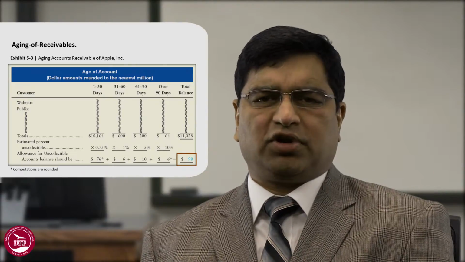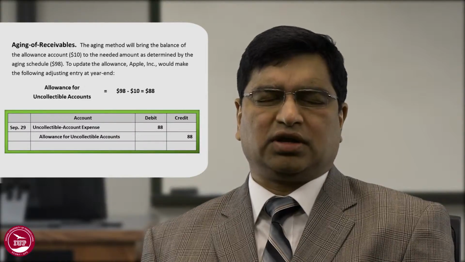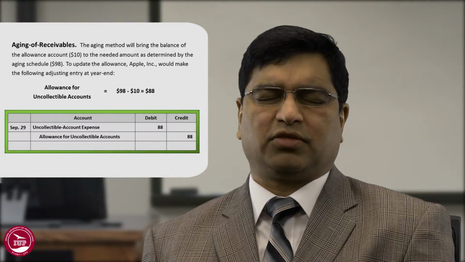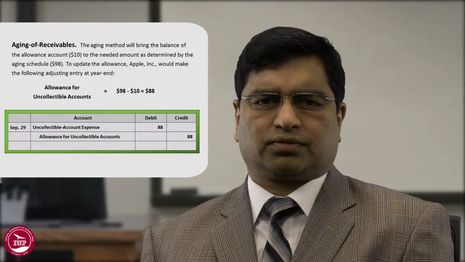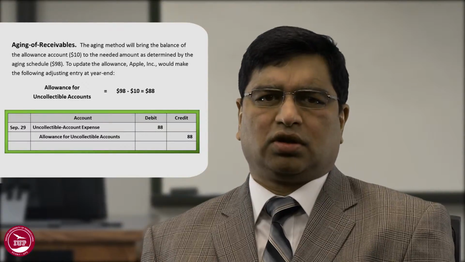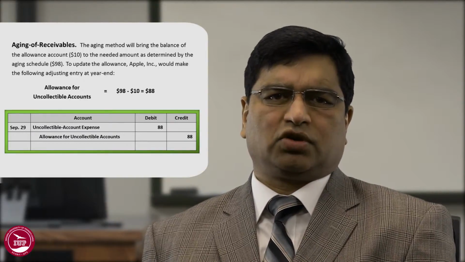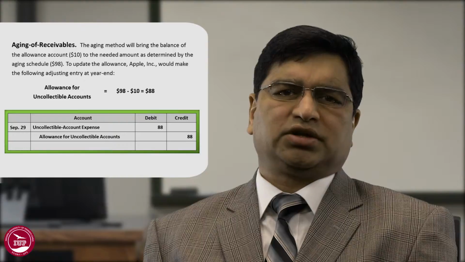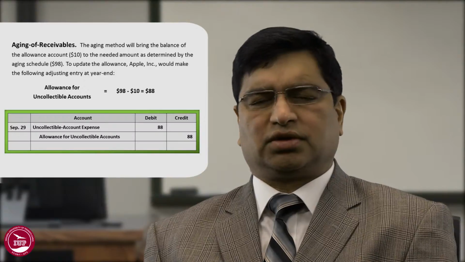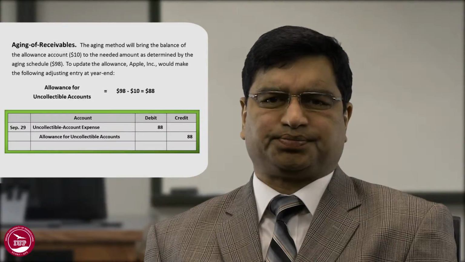million. Please note in this case that there was a balance of $10 million in the allowance account before the aging schedule. So we need an additional allowance for $88 million only. So in this case, you have the uncollectible account expense at $88 million and your allowance for uncollectible accounts at $88 million. So what we have done is adjusted the balance to the $98 million allowance that we need for the account receivable based upon the aging analysis.